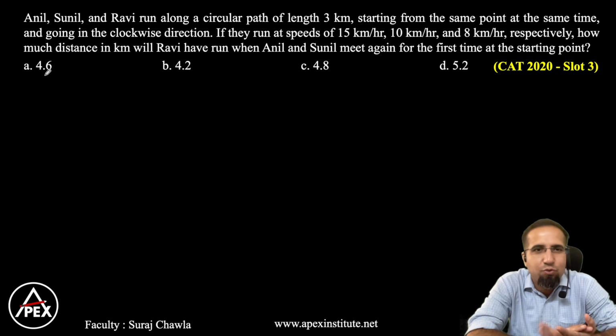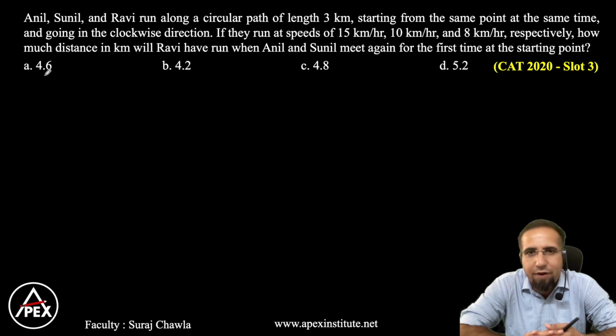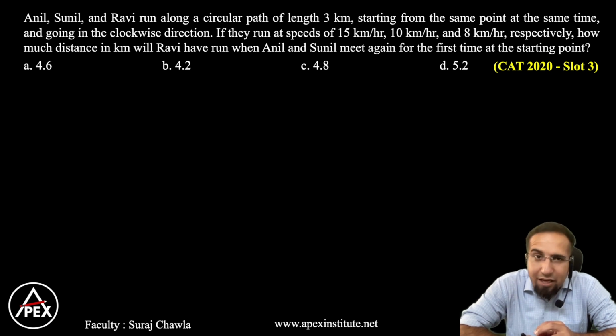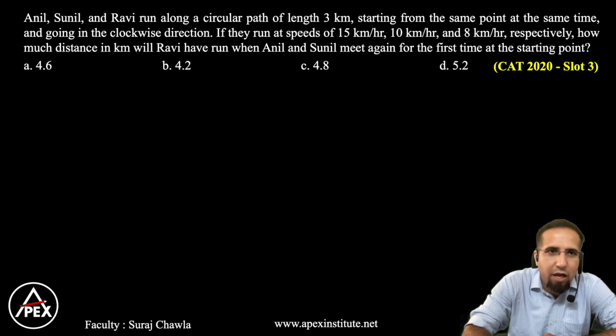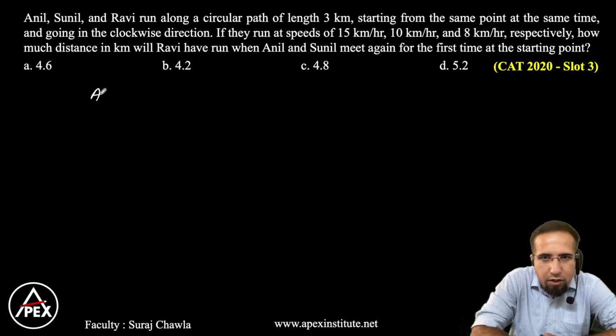So now let's look at this question. We have Anil, Sunil and Ravi running along a circular path of length 3 kilometers, starting from the same point at the same time and going in clockwise direction. If they run at the speeds of 15, 10 and 8, how much distance in kilometers will Ravi have to run when Anil and Sunil meet for the first time at the starting point? So Anil and Sunil. So let's try to understand. So Anil's speed is 15 kilometers an hour.